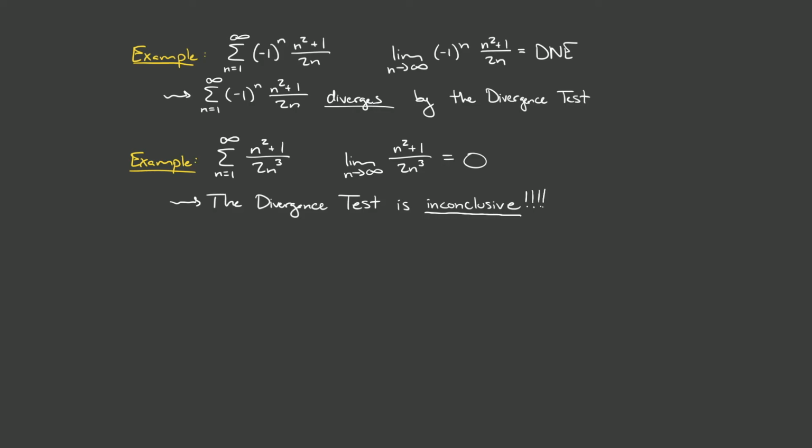It turns out that the series actually diverges, and we'll learn about some other tests that will be able to detect this later. But for the time being, I'll leave you with this takeaway. The divergence test cannot tell you that a series converges. Just like the name implies, the only conclusion that you can get from the divergence test is that a series diverges.